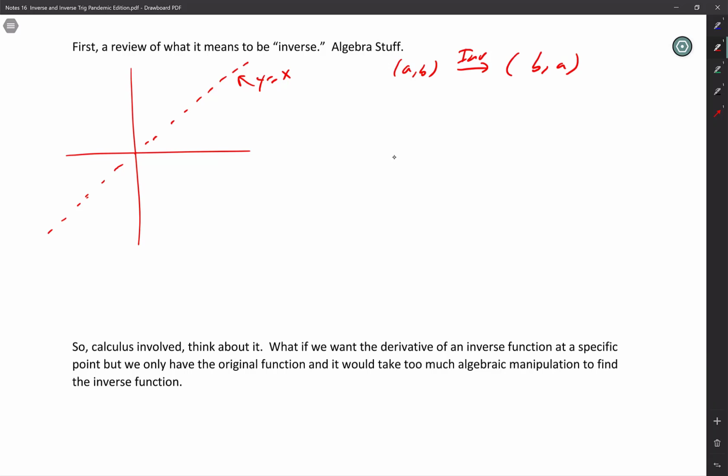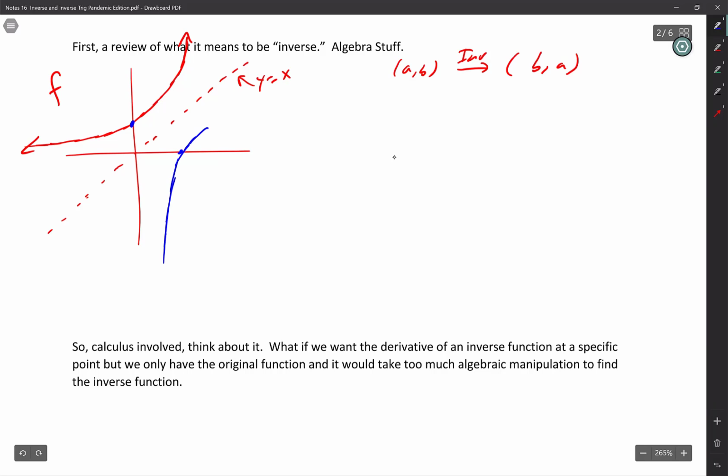All right, so now I'm going to draw two graphs. I'm going to draw a graph F and a graph G. And the graph G is going to be the inverse of F. I'm going to call that graph F. I'm going to call this graph G. And if this over here is point A comma B, then this point right here is B comma A.